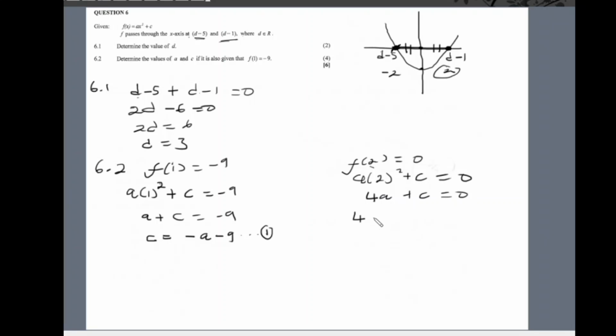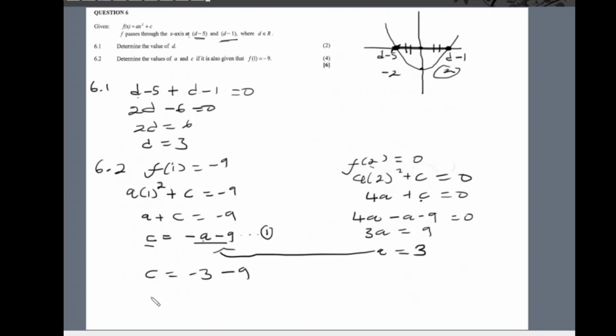Now I know what c is equal to from equation 1. Wherever I see c here, I'll just put minus a minus 9. So I'll have 4a minus a minus 9 is equal to 0. So here I'll have 3a equals 9, and a equals 3. And then substituting this 3 back here, I'll have c is equal to minus 3 minus 9. So c will be minus 12.